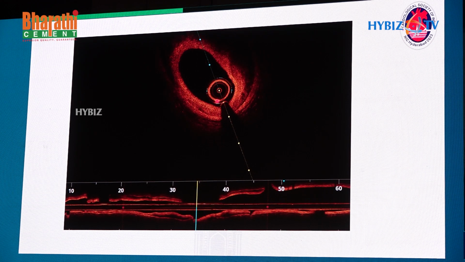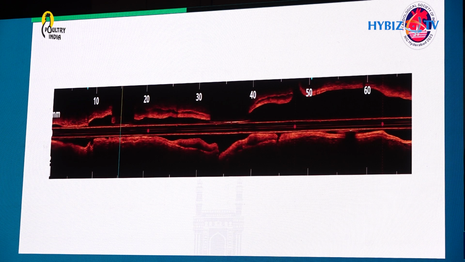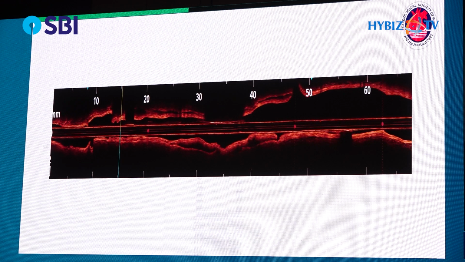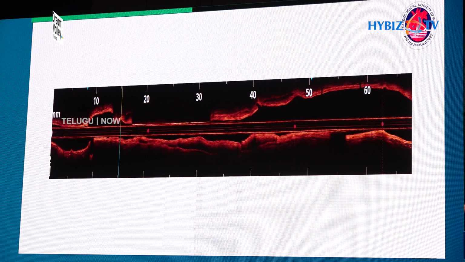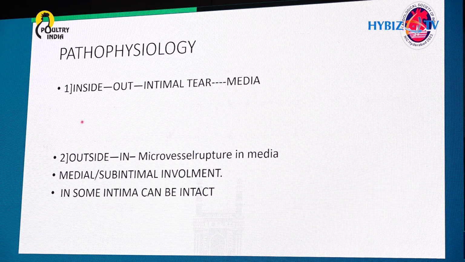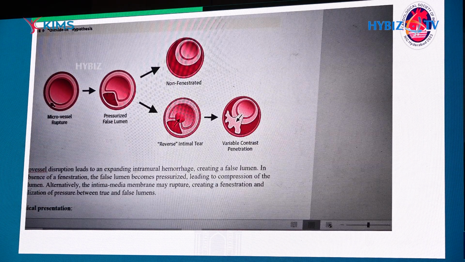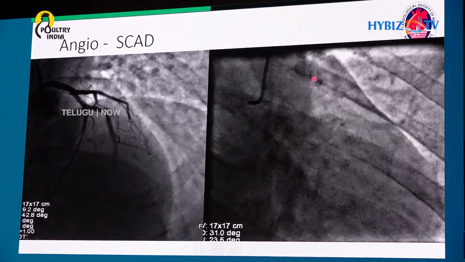This is a very important tool, especially OCT, to look at spontaneous coronary artery dissection. But you need not do an OCT in all SCADs, for example if it is very proximal, or if there is a tear and you expect that you can extend the dissection. But in many cases, when there is a doubt, this is how it looks. Coming to the pathophysiology, it can be a tear in the intima going into the media, or with an intact intima, there can be microvascular ruptures which cause spontaneous coronary artery dissection. See here, there's a rupture and the intima is intact, and then you get a lesion like this.